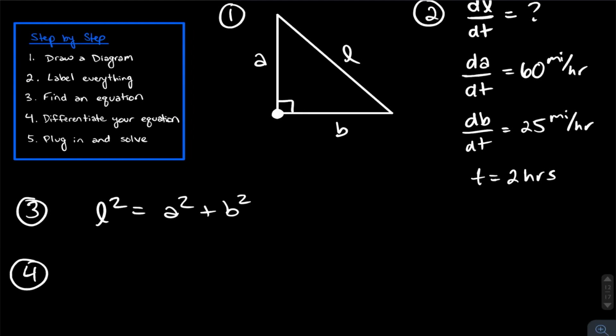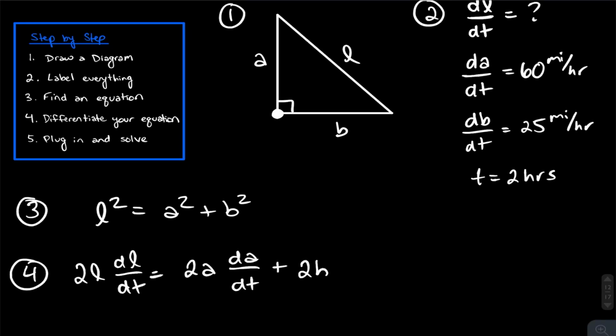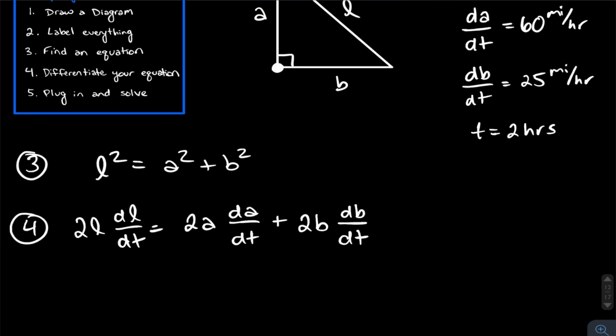Let's take some derivatives. Okay, if we take a derivative with respect to time of this, we get 2L dL/dt. Take a derivative with respect to time on the other side, you just get 2A dA/dt plus 2B dB/dt. Okay, so now we should move on to step 5, right? We would be plugging in and solving. But here's the problem. Okay, we're trying to find dL/dt. Okay, let's list off the things that we do have.